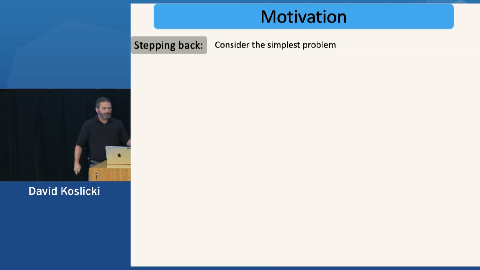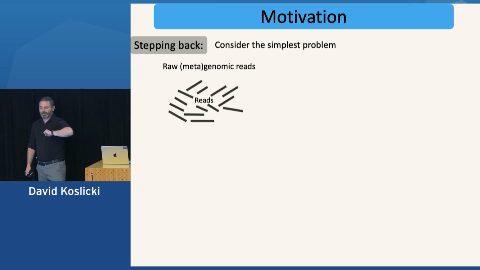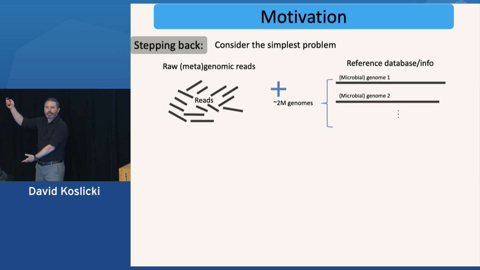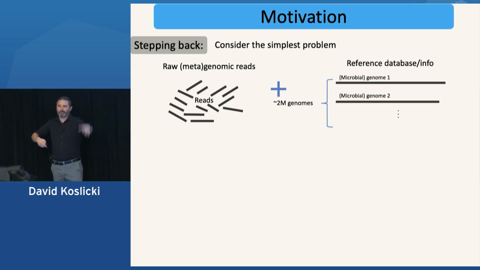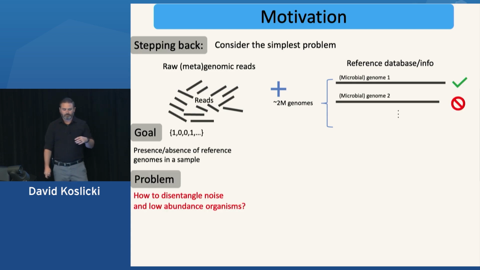Okay, so let's step back a minute and consider the most simple problem. Instead of taxonomic profiling, let's do genome presence-absence. From these reads, I have some sort of reference database with, I don't know, a couple million different genomes inside of it, and these are going to be my microbial genomes. I want to go through and just say, is this genome in my sample or not? And so I want like a 0-1 vector saying, yes, this genome is in my sample, no, that genome is not, et cetera, et cetera.